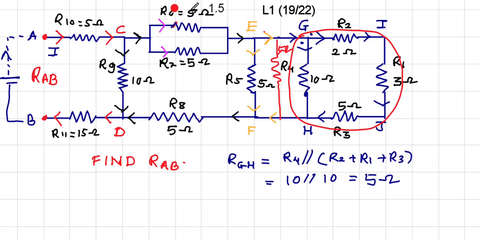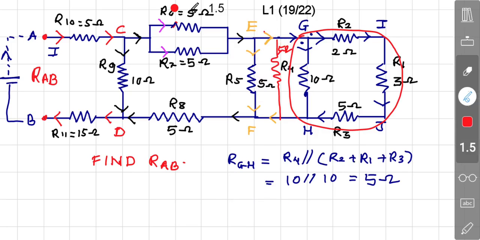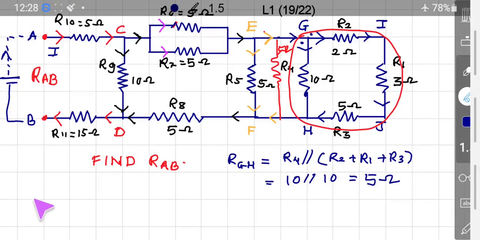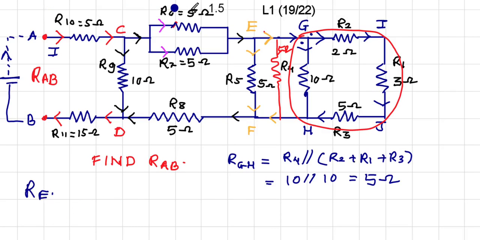5 ohm. Remember, now look here at this point E. What is happening? Whatever current is entering, some part is flowing through this part, but now it is equivalent to this 5 ohm resistance. So some current flows through this and some current flows through this. So what will be the resistance REF, the resistance between terminals E and F? Here we can see that this R5 is now parallel to the resistance between G and H.